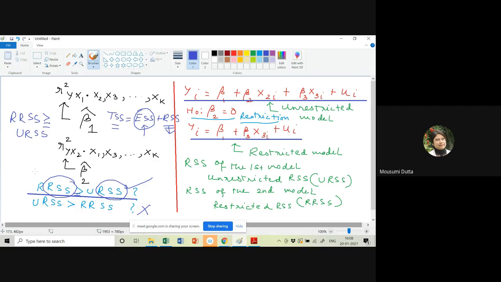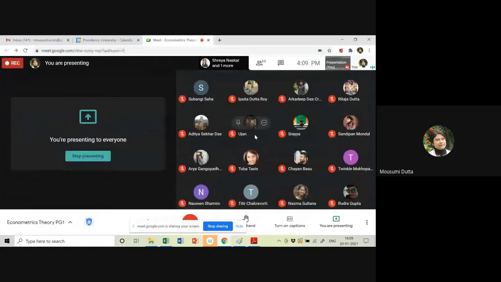So if bringing one additional explanatory variable, the explanatory power of the model does not improve, in that case, RSS of two models will be equal. However, it is not possible that while you are bringing a new variable in your analysis, explanatory power is falling and residual part is increasing. That is an impossibility. That is never possible. Explanatory power may remain constant. In general, it will improve.